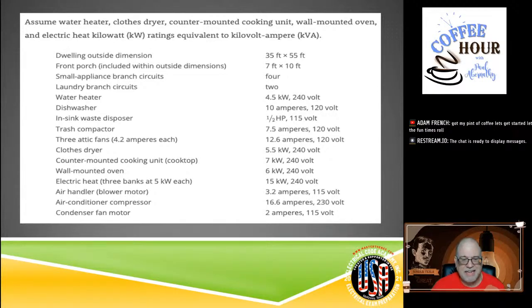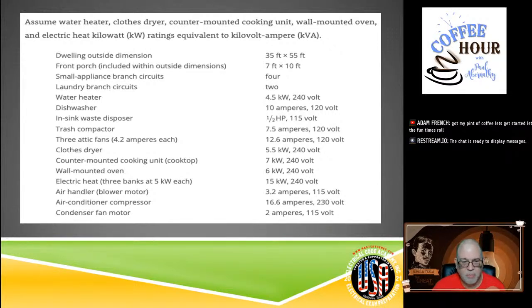All right, electric heat. Now, in this case, we're going to determine this is not a heat pump. This is separate heat that is going to utilize an AC handler's blower as well to blow that heat. So it's a separate heat in our exercise. So it's 15 kW, that's 15,000 watts, that's 15,000 volt-amperes, right?